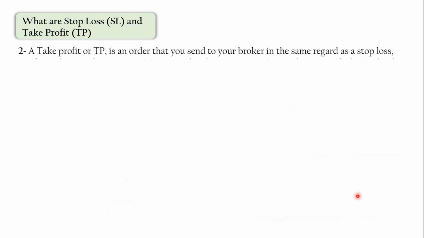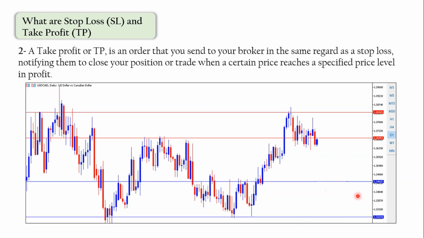Second, a take profit or TP is an order that you send to your broker in the same regard as a stop loss, notifying them to close your position or trade when a certain price reaches a specified price level in profit.